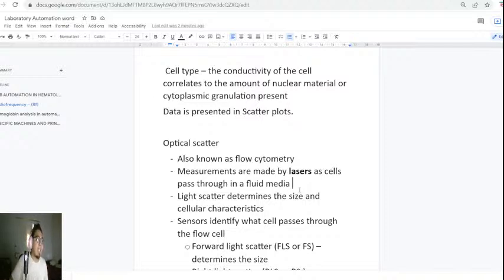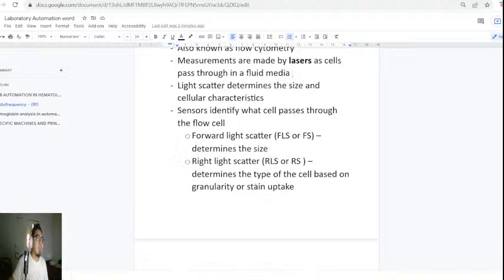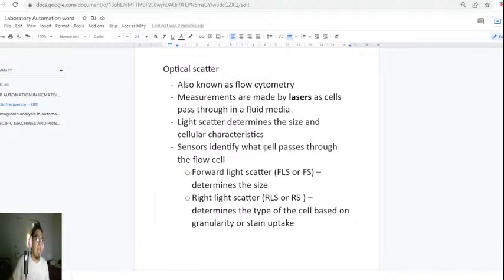The light scatter determines the cellular characteristics, and the sensors will identify the cell as it passes through the flow cell. Now, there are two types of light scatter in flow cytometry. The lasers can point forward at 180 degrees, or at 90 degrees, which is different. So it points directly to the cell, and there are laser detectors.